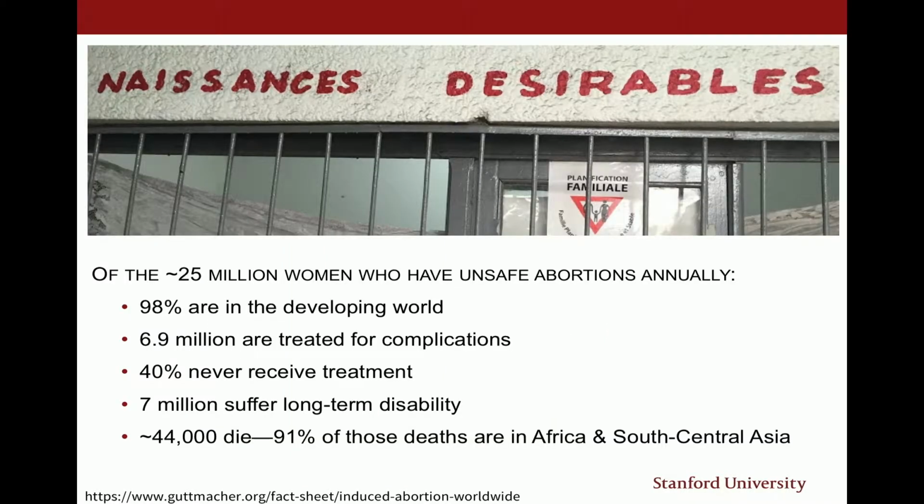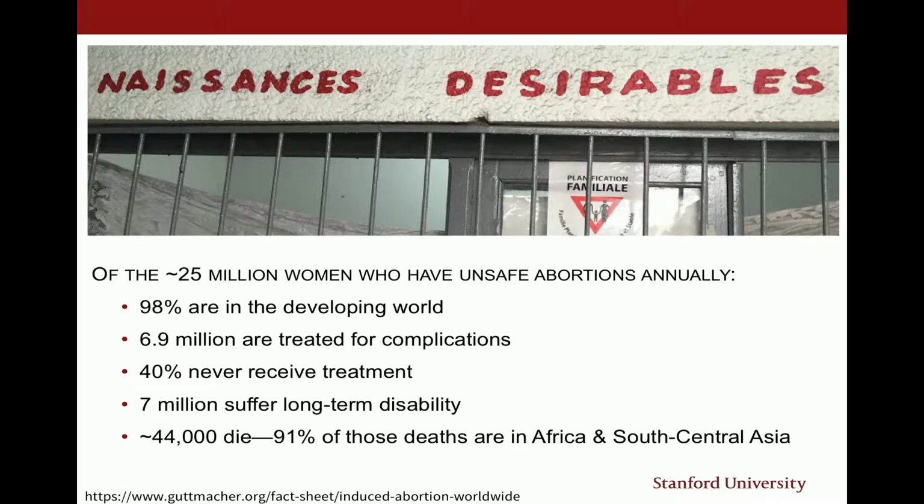Of the 25 million women who have unsafe abortions annually, about 98% of them are in the developing world. Almost 7 million are treated for complications, but that means that an enormous number go untreated. 40% or so will never receive any kind of treatment for whatever the complication was, whether it was minor or major. And about 7 million of those women will suffer long-term disability.